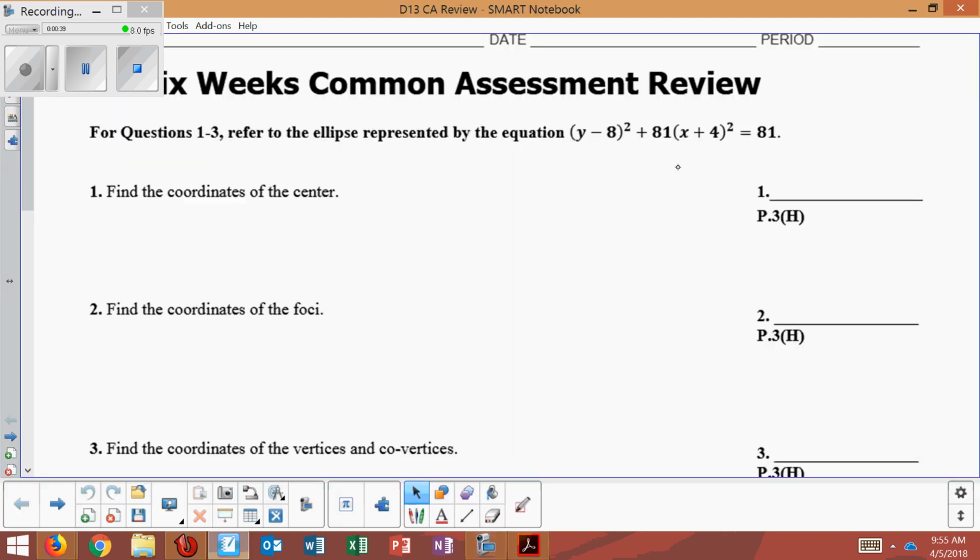So I come over here and I notice that there is a positive. They're both squared, the x and y, but there's no fraction. So here's what we do first. We need to set this equal to 1 by dividing everything by 81.